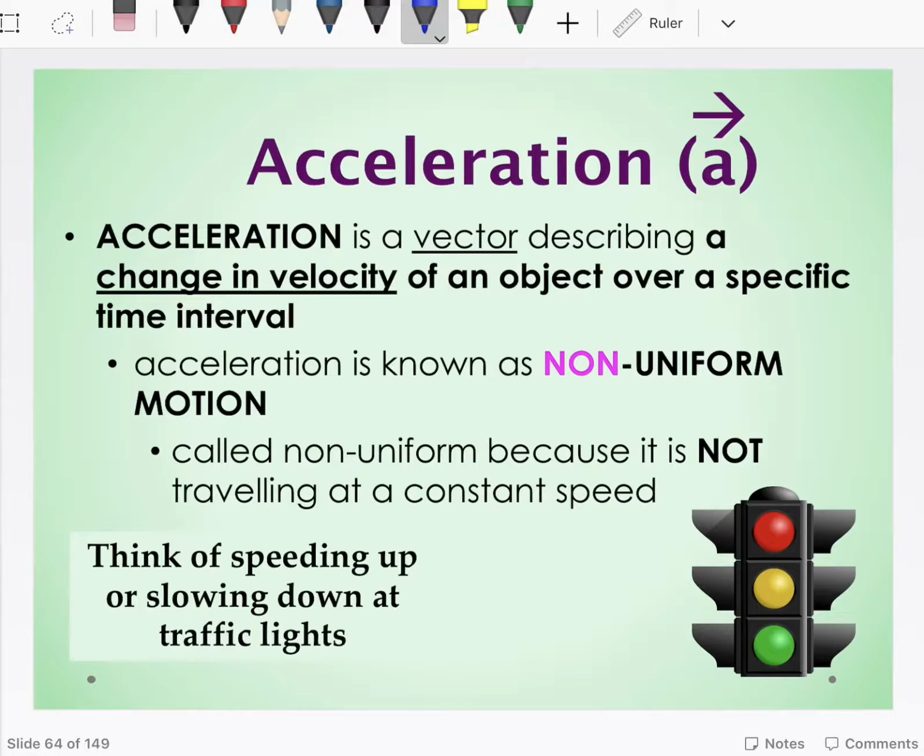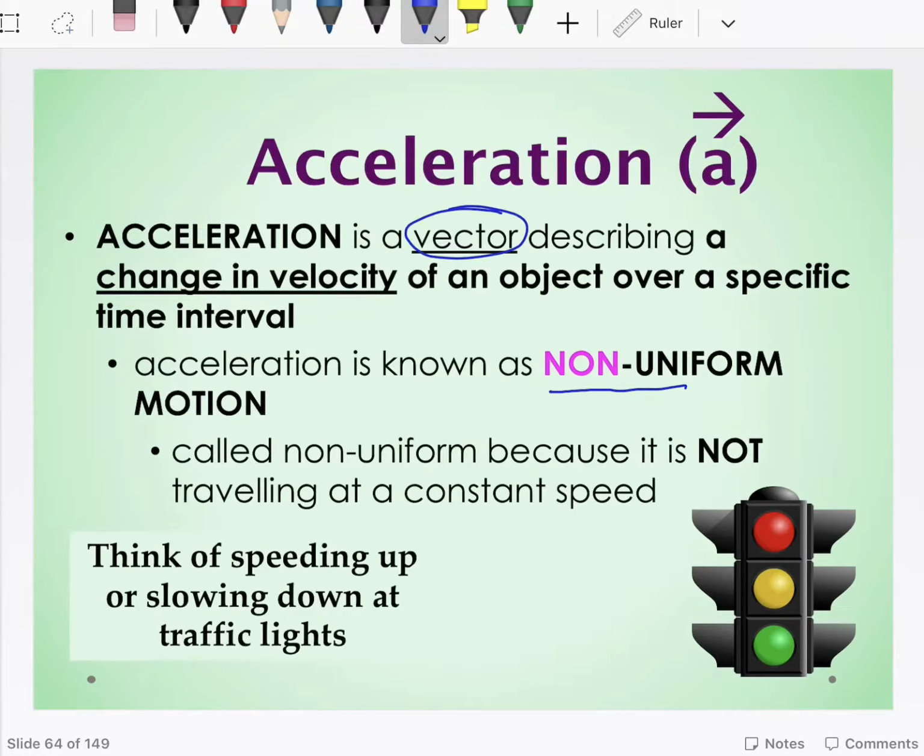Okay, with acceleration, we've all probably come across this in our daily life. We know what accelerating is. It can be speeding up or kind of slowing down. So if you think about a car trying to accelerate after a green light, this is now non-uniform motion. So uniform motion is about traveling at a steady speed. So obviously if you're changing your speed over time, that's non-uniform.